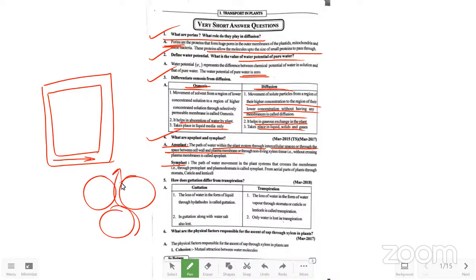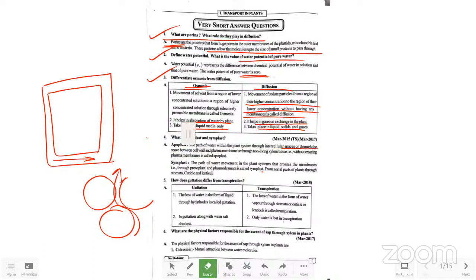And the symplast. In symplast, the water molecules move from one cell to another cell through the plasmodesmatal connections, through the protoplast and the plasmodesmata. That is called the symplast. Okay. So this is from the aerial parts of the plant to the stomata, cuticle and the lenticels. Like that.